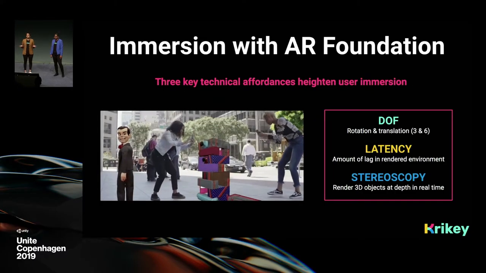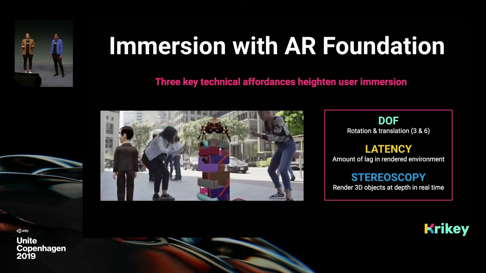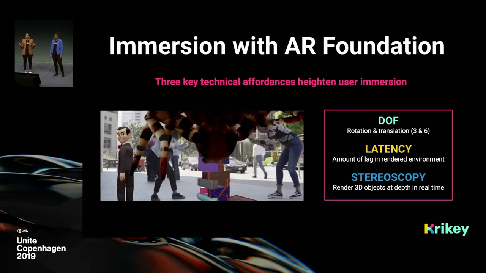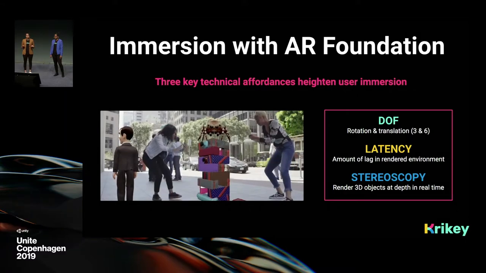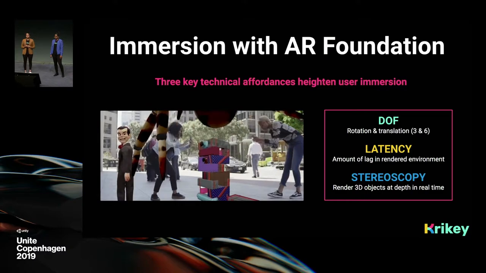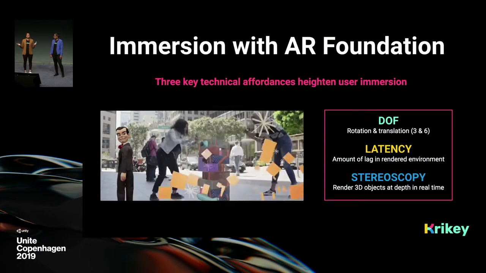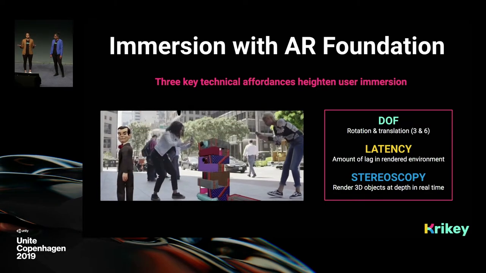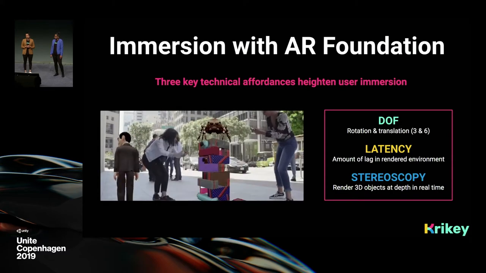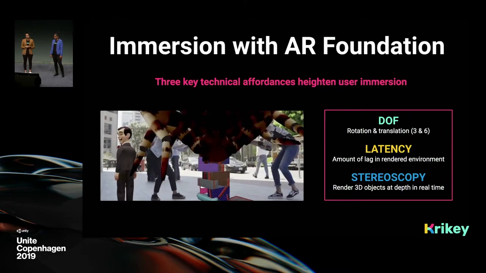And now a little bit about some of the theories behind AR Foundation. First up, immersion. Immersion is about technological affordances of virtual and augmented reality and how these can be used to make users feel like their virtual experiences are actually real. There are three affordances in particular that we're focused on at Krikey. The first is degrees of freedom, or the amount to which a user can walk around inside of a virtual experience. There's degrees of freedom 3, which is rotation only, and then degrees of freedom 6, which is rotation and translation. We believe that degrees of freedom 6 is the ideal amount of movement inside of a virtual experience so that users can actually walk close to augmented reality objects.